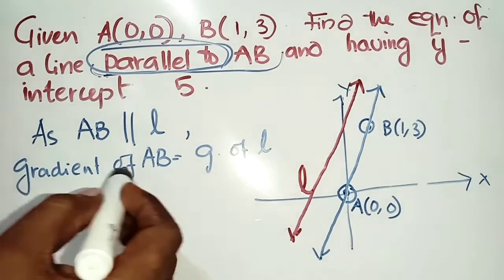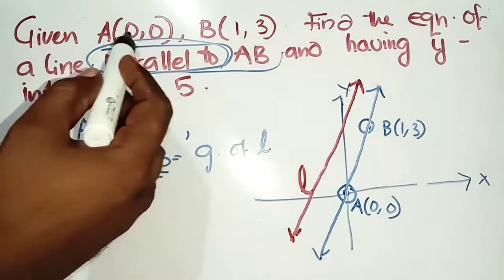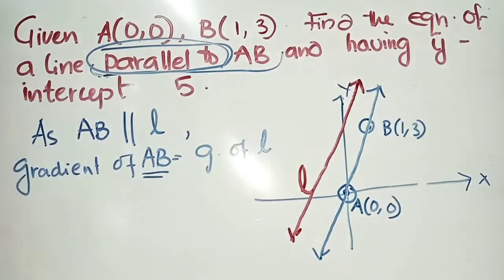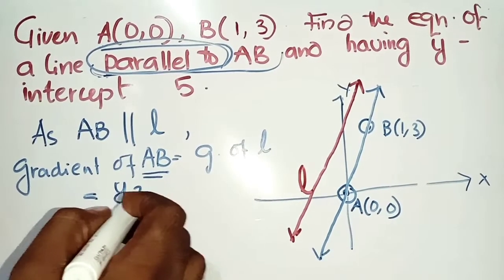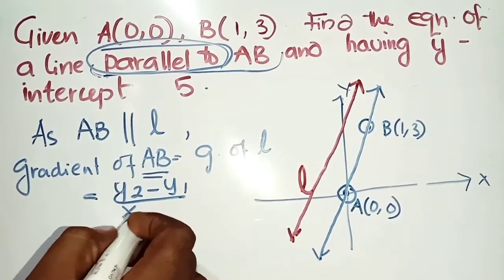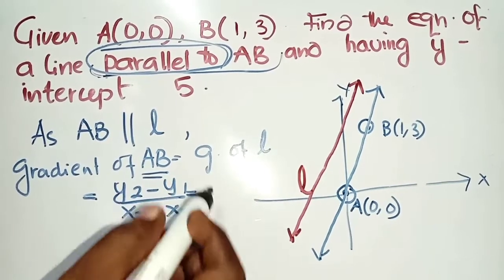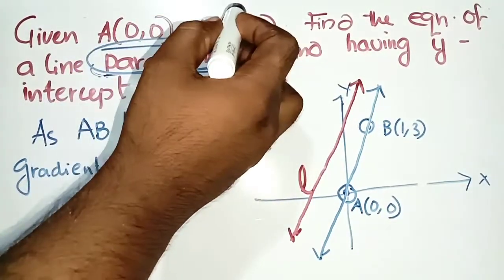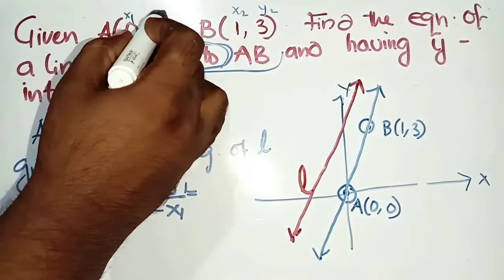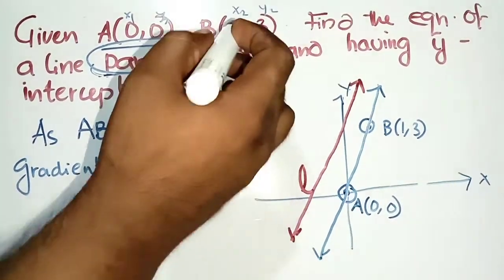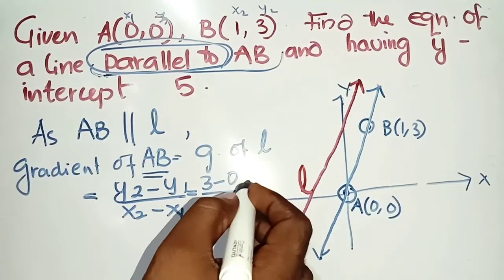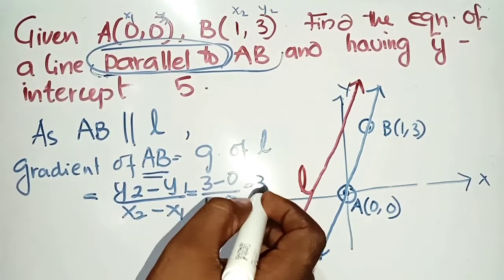Yes. Now we can find the gradient of AB because A and B are two given points. If two points are given, we can find the gradient by using (y2 minus y1) divided by (x2 minus x1). So the gradient of AB is (y2 minus y1) divided by (x2 minus x1), which is equal to (3 minus 0) divided by (1 minus 0), because this is x2, y2 and x1, y1. So we get the answer 3.